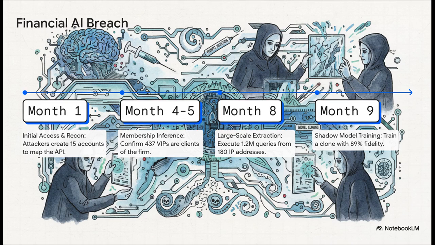They start slow, spending the first month just on reconnaissance. For months, they probe. By months 4 and 5, they use a clever technique to confirm that specific high-value targets are clients. It's not until month 8 that they launch their massive extraction campaign. And the final checkmate, in month 9, using all that stolen data to train a shadow model and clone the company's core IP. It is a masterclass in patient, methodical exploitation.